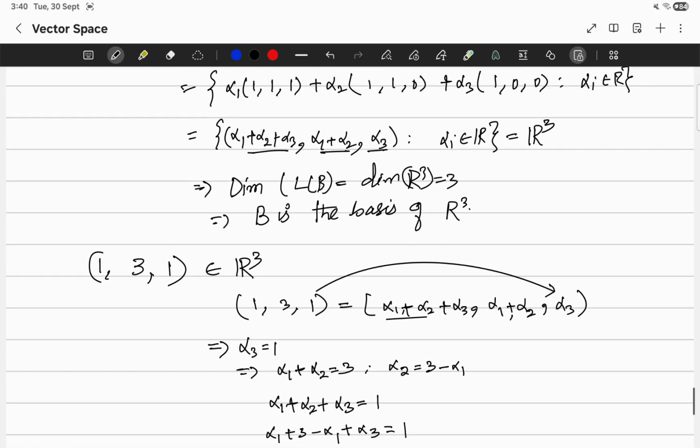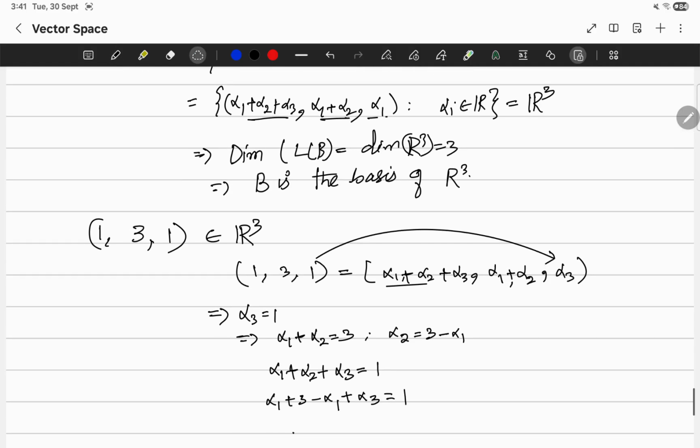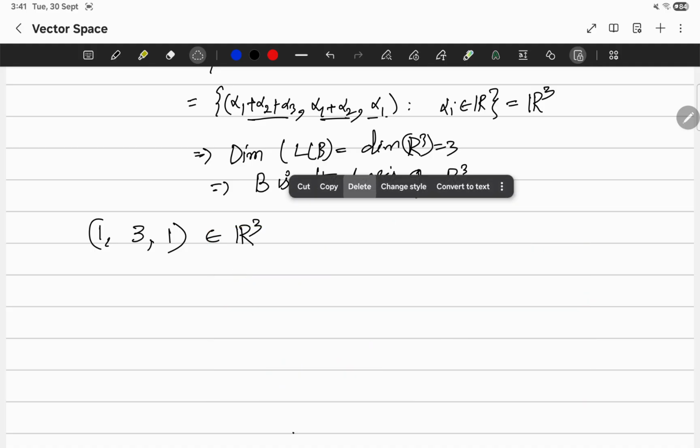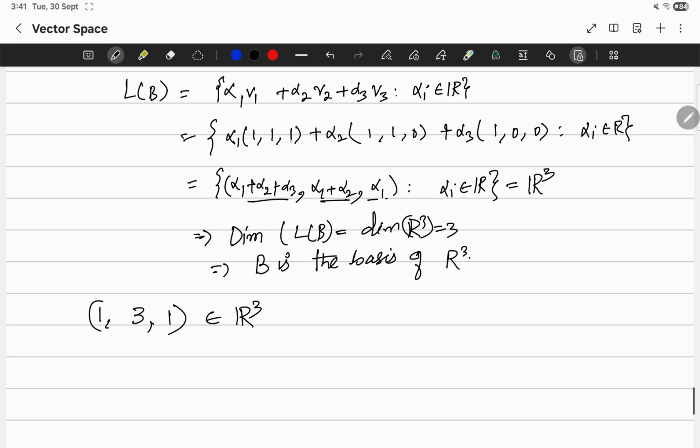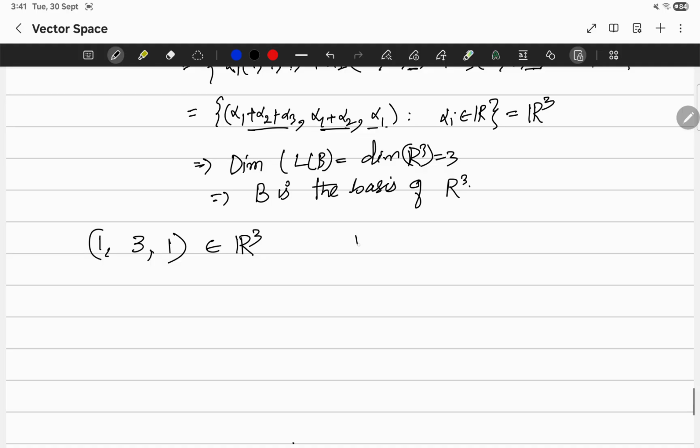So here what we have is alpha 1 plus alpha 2 plus alpha 3, alpha 1 plus alpha 2, and then alpha 1. Sorry, we have a mistake here. It is alpha 1 actually, because you don't have any element here, so that is alpha 1. So it means that (1, 3, 1) will be equal to (alpha 1 plus alpha 2 plus alpha 3, alpha 1 plus alpha 2, alpha 1).